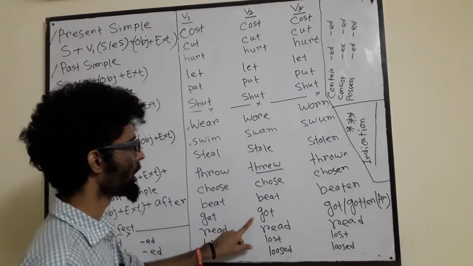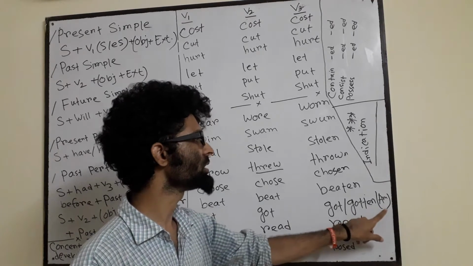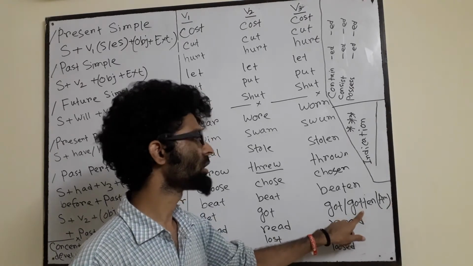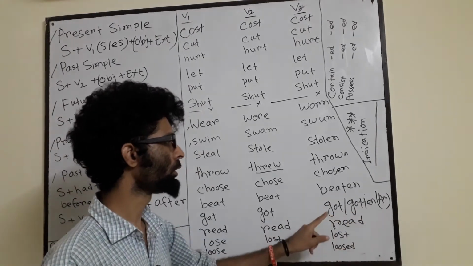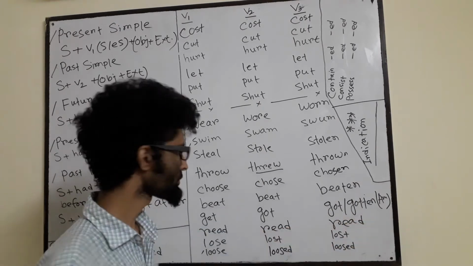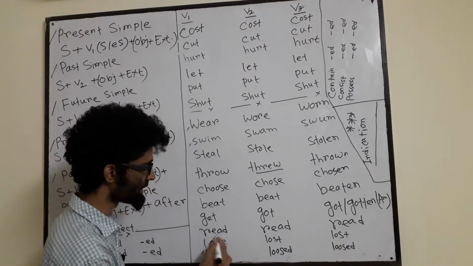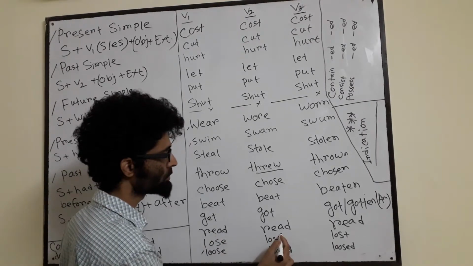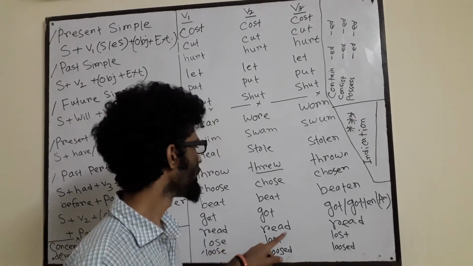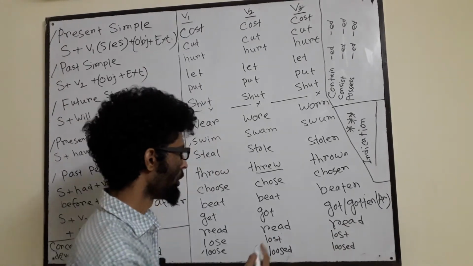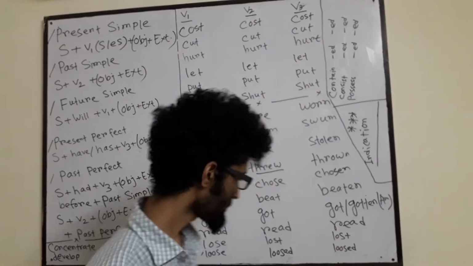Then get, got. You see, got has another form, gotten. Generally it is used in American English. They use gotten. British people use got, but American people also use gotten for the past participle form. Then read. Be careful about the sound. It is read. Its sound will be red. So read, and read. Although they have the same spelling, their sounds would be different.